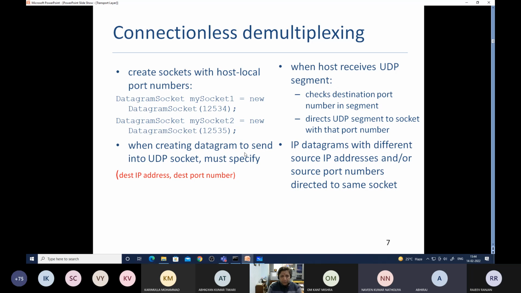When creating a datagram to send into a UDP socket, you must specify the destination IP address and destination port number. When a host receives a UDP segment, it checks the destination port number in the segment and directs the UDP segment to the socket with that port number. IP datagrams with different source IP addresses and/or source port numbers are directed to the same socket. This is connectionless demultiplexing. Let me explain it further.